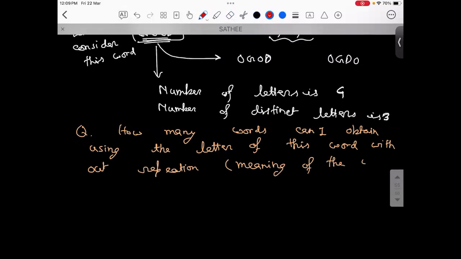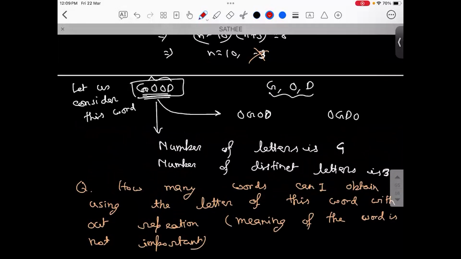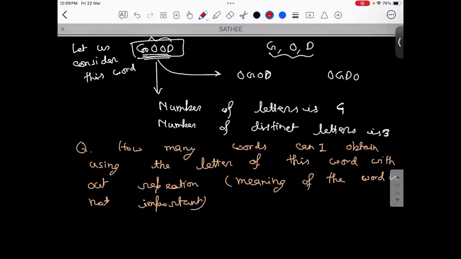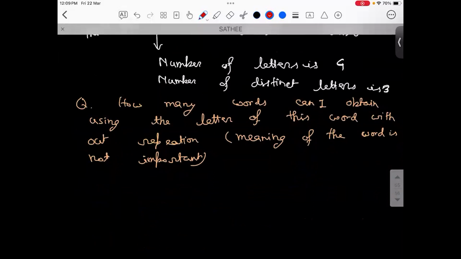Meaning of the word is important. Okay. So how many ways can I write this? How many words can I find using these four letters? So just use the permutation formula.